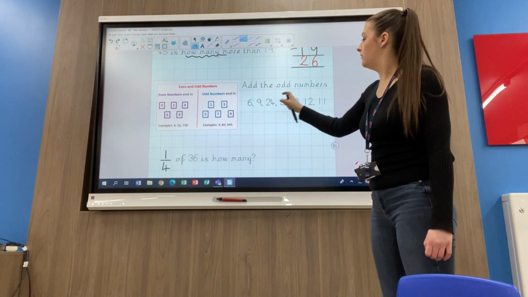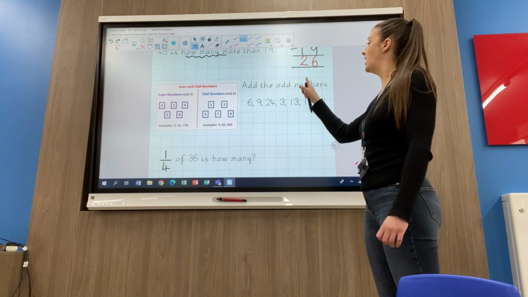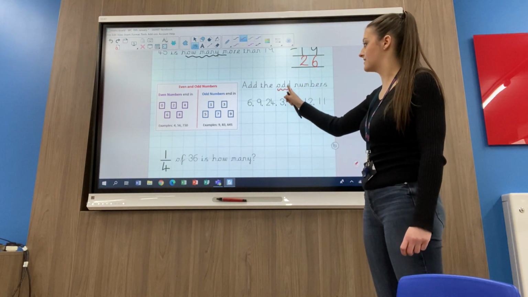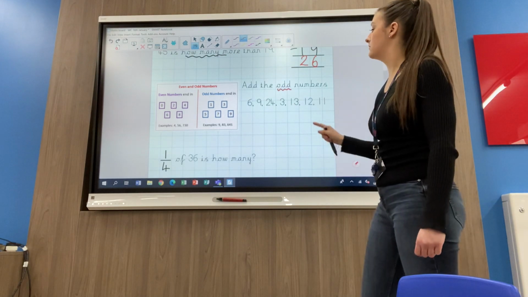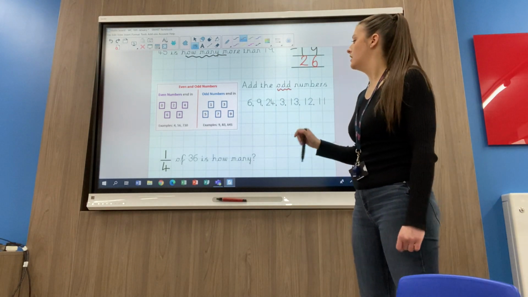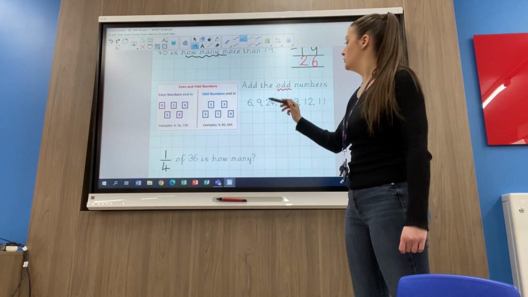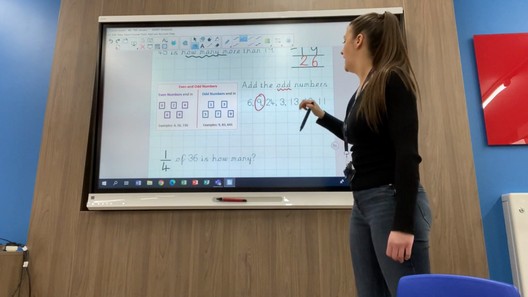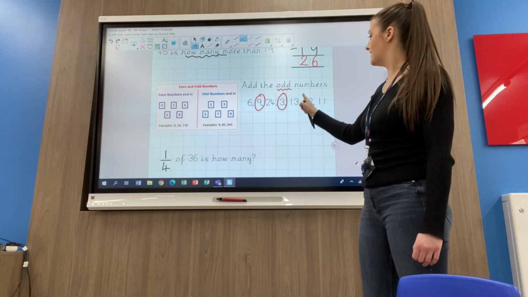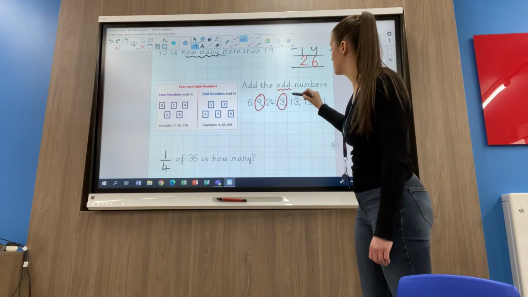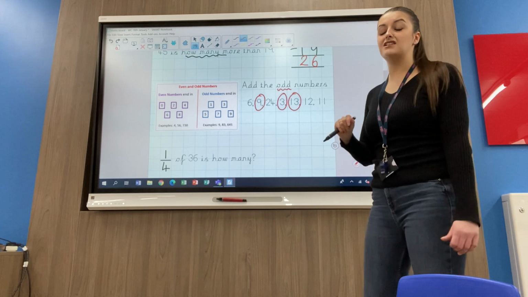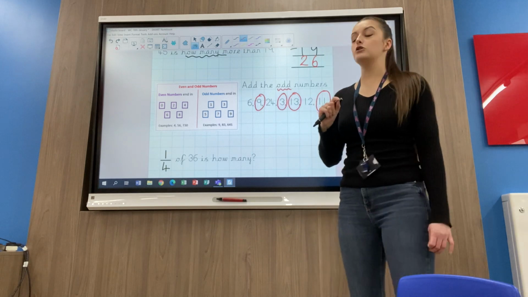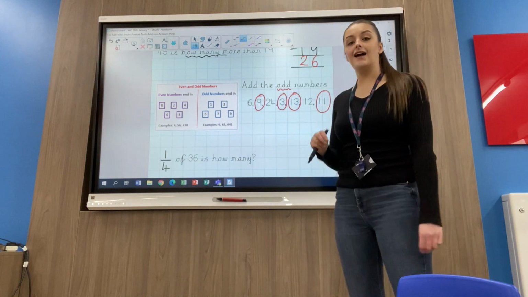So you'll have some numbers like this, and it's asking you to add the odd numbers. Pay attention whether it's asking you to add the odd or the even. Mine's asking me to add the odd. So first of all, I'm going to circle all the odd numbers. So I know 6 is an even number. Oh, I know 9 is an odd. Now 24 ends in a 4, so that's even. I know 3 is an odd number, and using that, 13 ends in a 3, so that's got to be an odd number too. 12 ends in a 2, so it's an even, but 11 ends in a 1, so it's an odd.